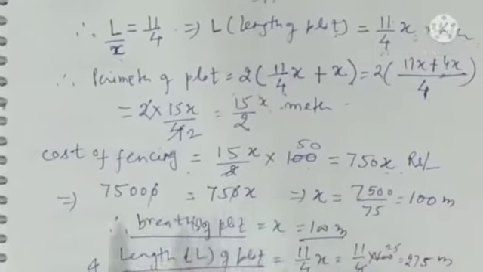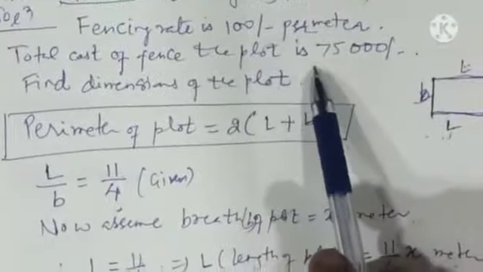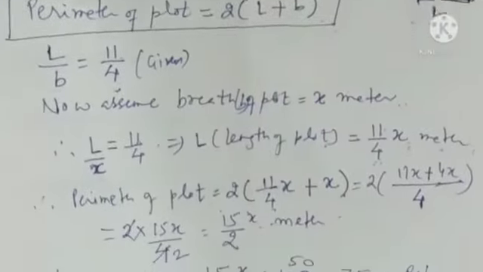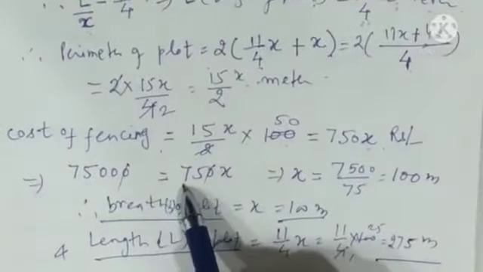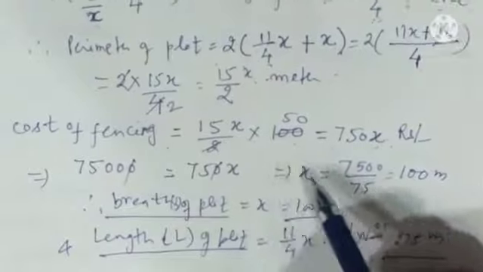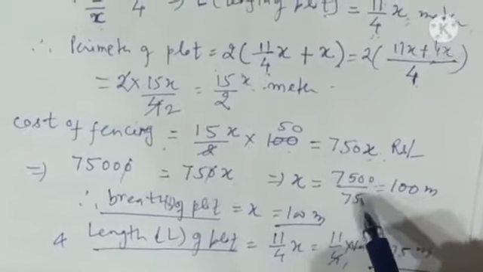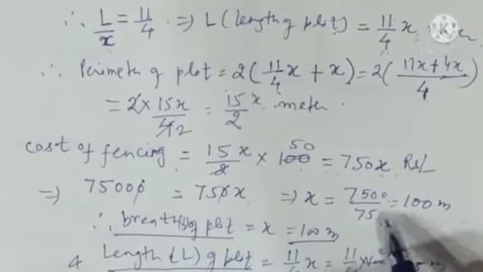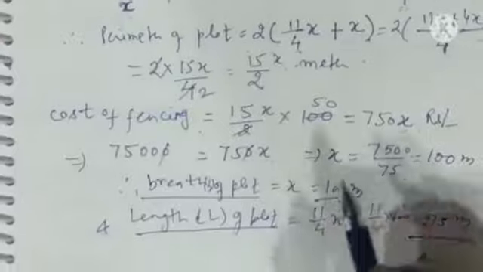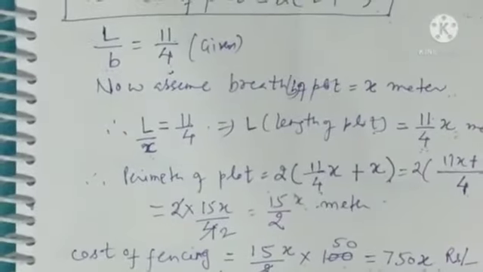But we know that the total cost of the fence of the plot is 75,000. So now we simply put 75,000 equal to 750x. Now x is equal to 75,000 divided by 750, and x is equal to 100 meter. And what is x? x is the breadth. So the breadth of the plot is equal to 100 meter.